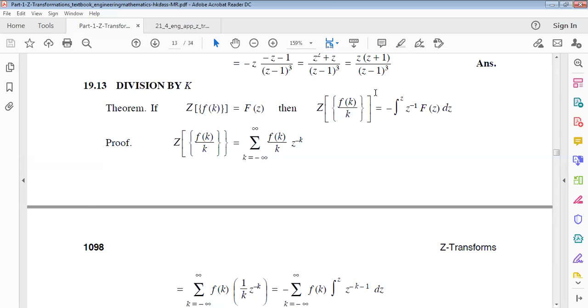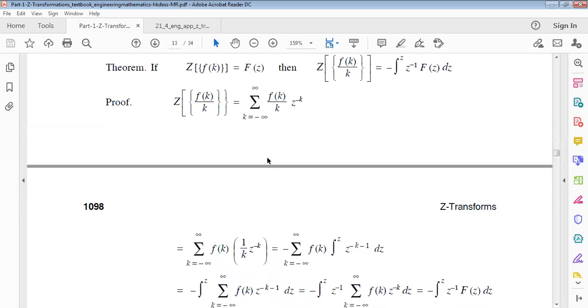Z transformation of this, actually this is the left hand side, f(k) divided by k. This is the division by k theorem. So f(k) divided by k, this is the actual sequence. It can be written by the definition of Z transformation, from our previous lecture, we defined this, k equals minus infinity to plus infinity, f of this sequence into z to the power minus k. This equals summation k equals minus infinity to plus infinity f(k), this k and z to the power minus k can be written as within first bracket 1 by k into z to the power minus k. So taking a minus sign, summation k equals minus infinity to plus infinity f(k).